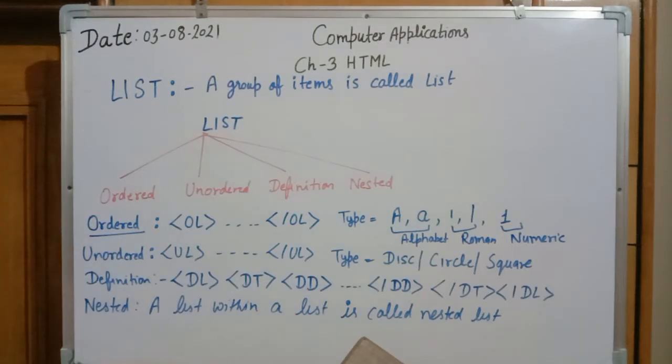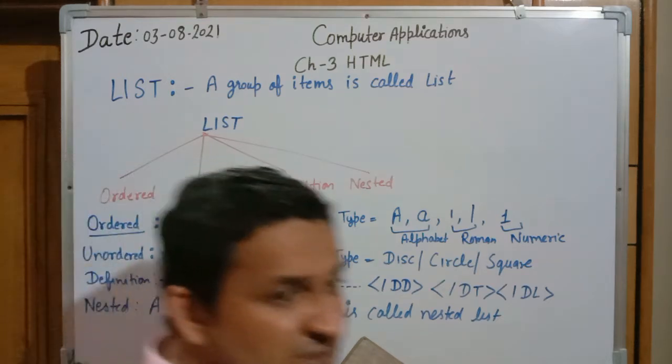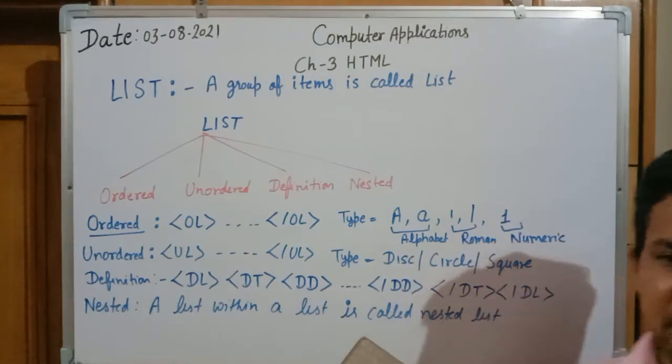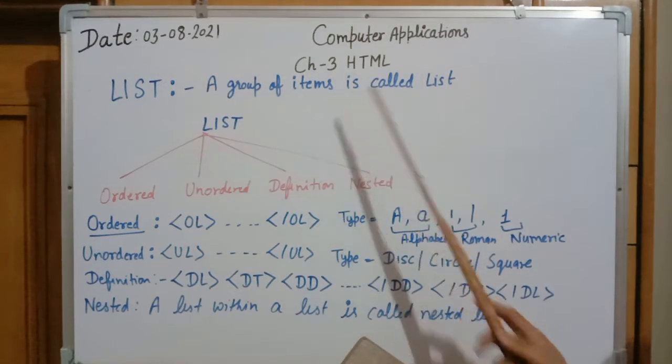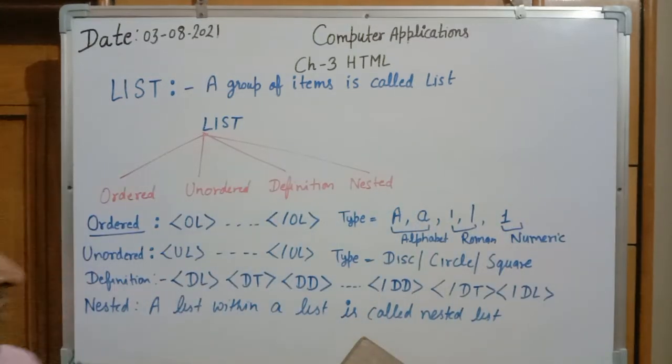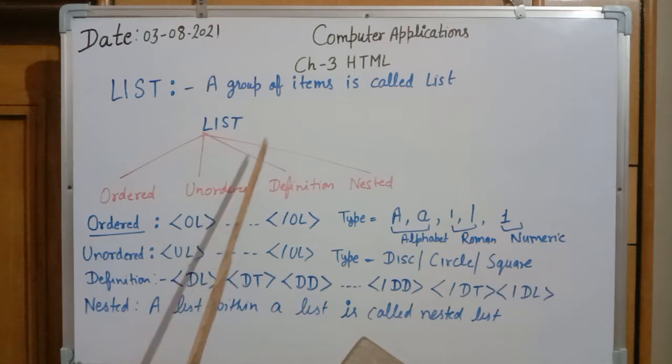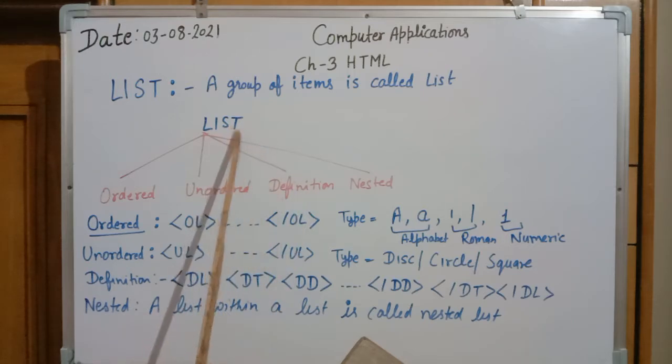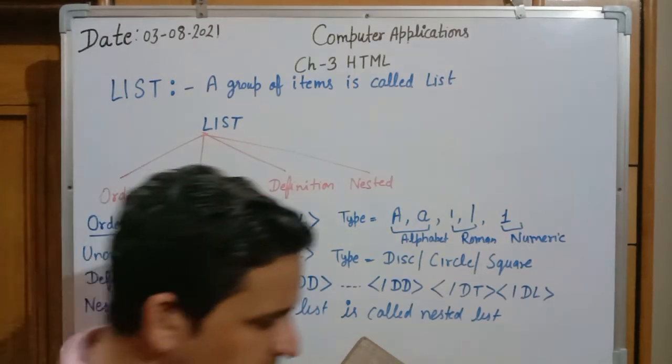In today's session, we are continuing with the next topic of chapter 3, and the topic name is list. What is a list? A list is a group of items or a number of items that are arranged in a sequence. So a list contains a number of items. In HTML, we can define four types of list. One is ordered, second is unordered, third is definition, and fourth is nested list.